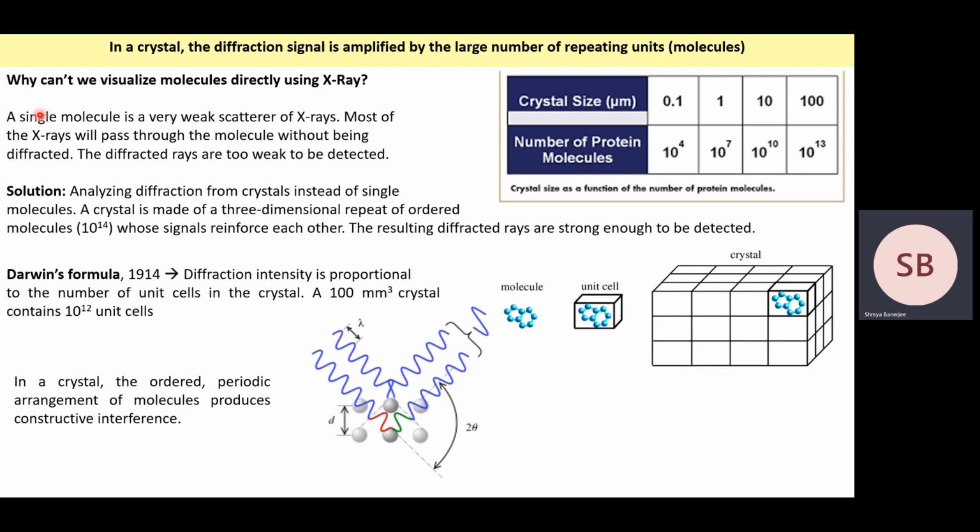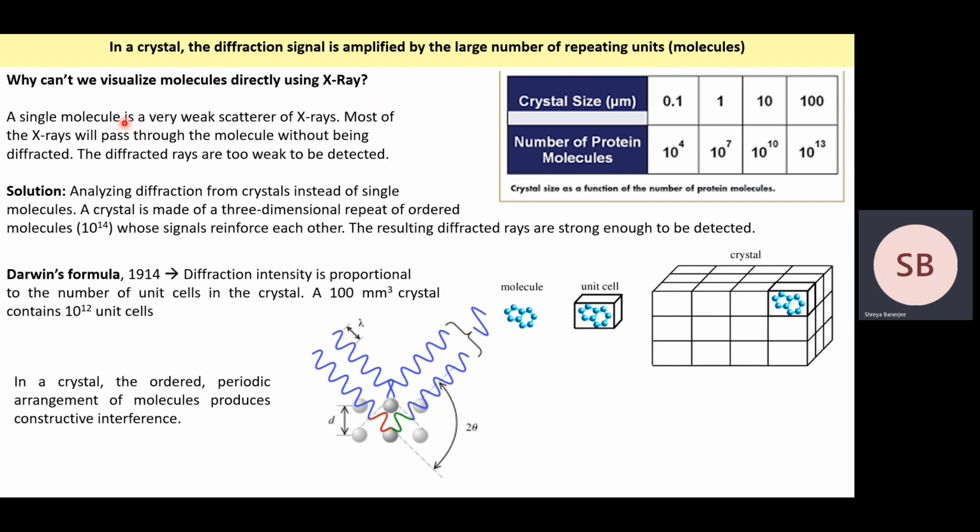So just to recap what we learned in the previous class, we can't visualize molecules directly using X-ray. This is because a single molecule is a very weak scatterer of X-ray. So most of the X-rays will pass through the molecule without being diffracted. And even the X-ray that is diffracted has so little intensity that the diffraction spots are too weak to be detected.